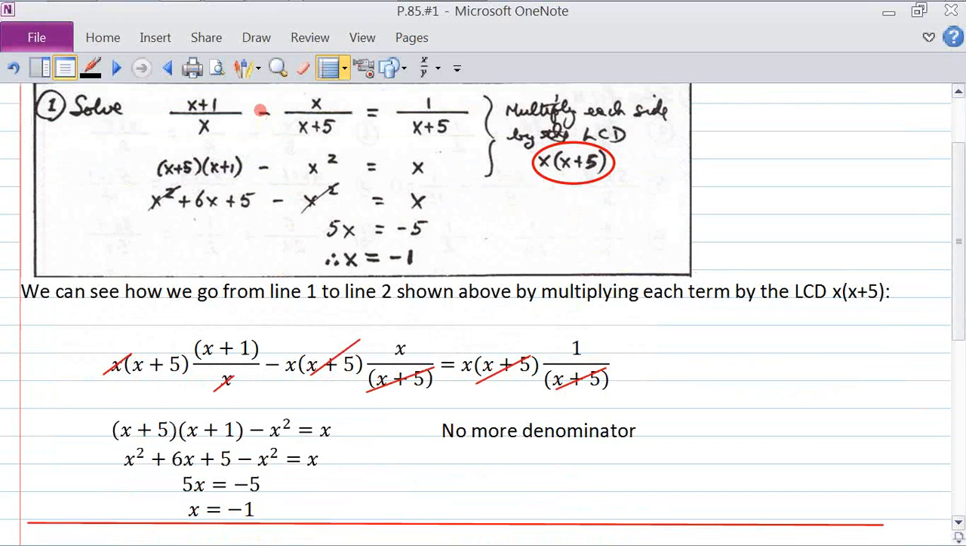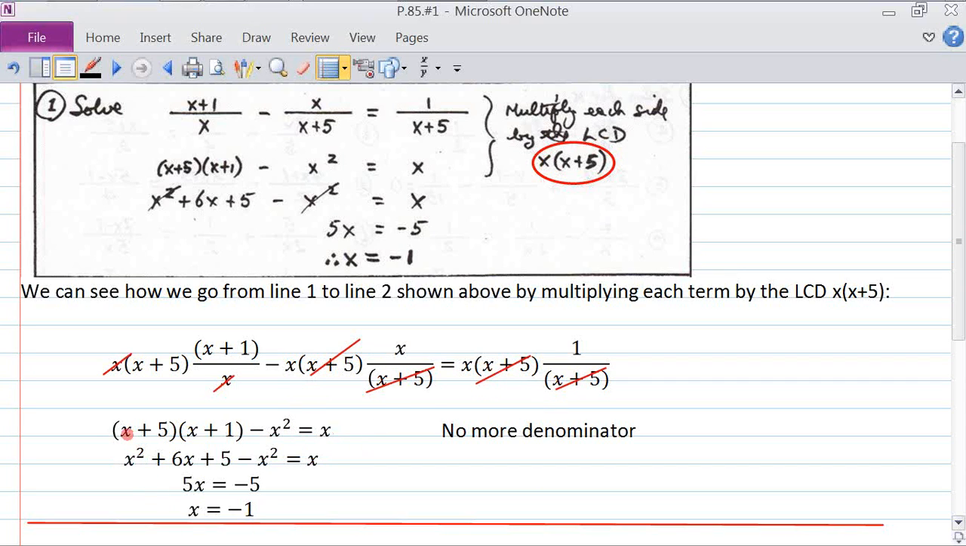In other words, in going from line 1 to line 2, I'm going to multiply each term by x times x plus 5, x times x plus 5, and x times x plus 5. So what happens here? The x cancel, and I get x plus 5 times x plus 1. Here the x plus 5 cancel. The second term, here I'm right here, and multiply through by x times x plus 5. So the x plus 5 cancels. X times x gives me the x squared. Here the x plus 5 cancels, and I'm just left with x.